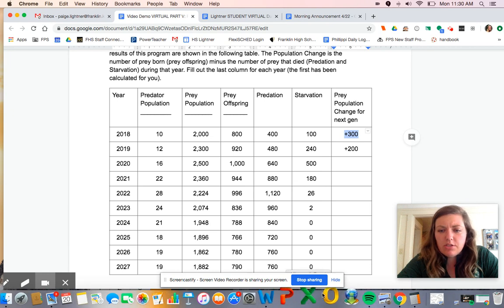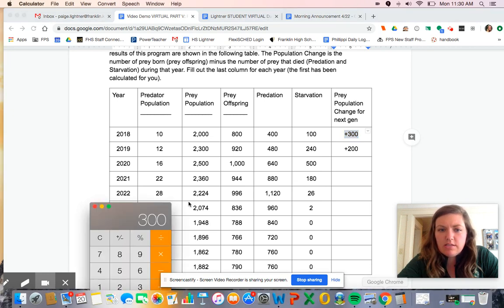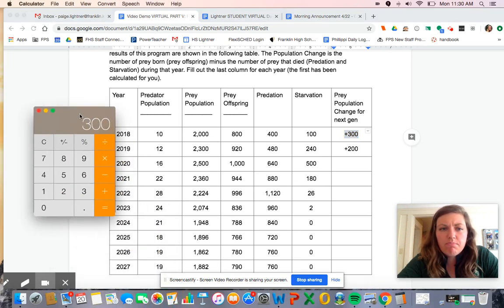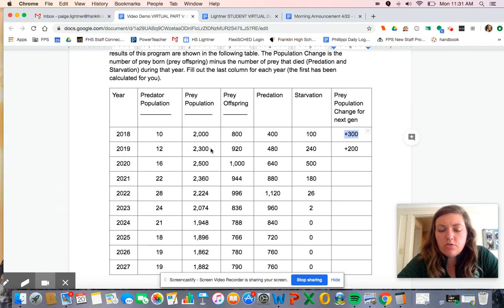So again, I'm just going to show you how I did this for 2019 as well. There's also another way you can figure this out. You can do the prey population here from year to year. So if you look at 2,300 to 2,000 here, you can see, all right, we added 300 to get a total of plus 300 here.